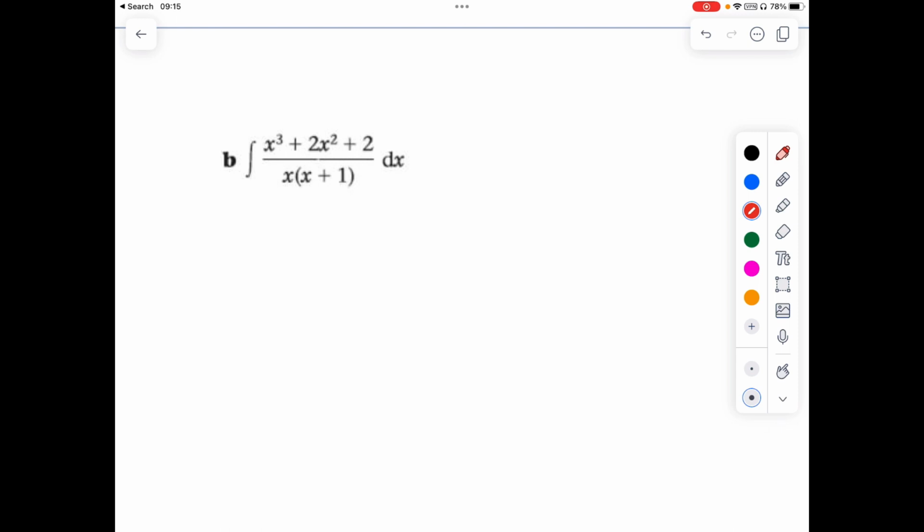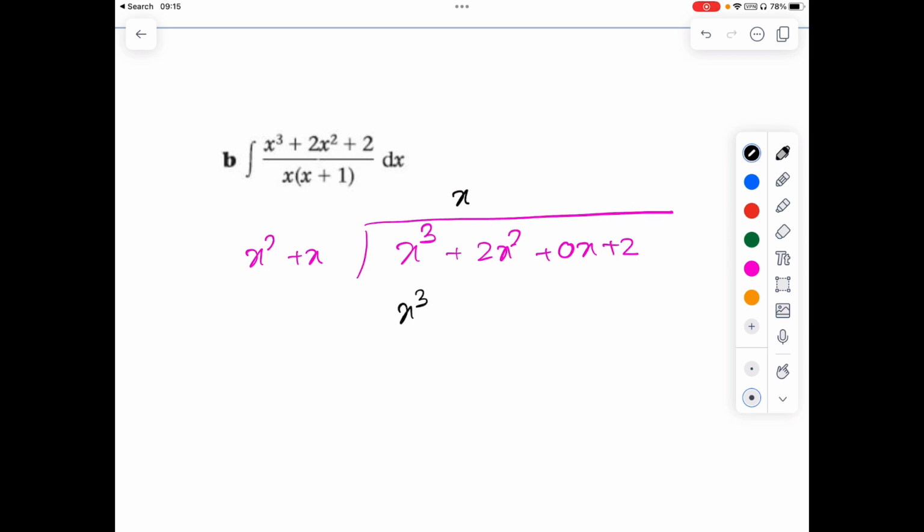Part B, I do a long division over here: x cubed plus 2x squared plus 0x plus 2, because the degree of the numerator is greater than the denominator. So it becomes x squared times x, so it becomes x cubed plus x squared. Subtract, it becomes x squared plus 0x plus 2.